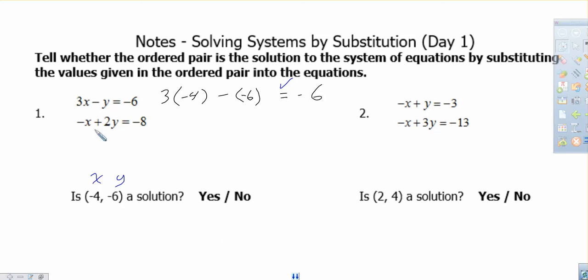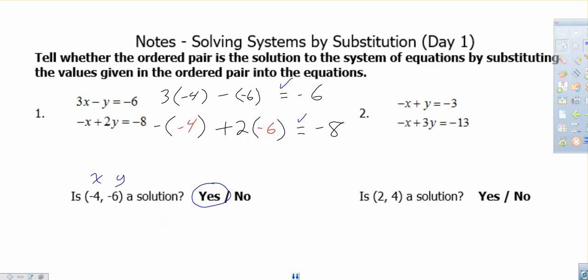Now let's see about the second equation. It has to be true in both of these. Negative x plus 2y equals negative 8. If we take our x of negative 4 and our y of negative 6, let's see what we get. That is 4 minus 12, which is negative 8. That is also a true statement, and that means that this is a solution.